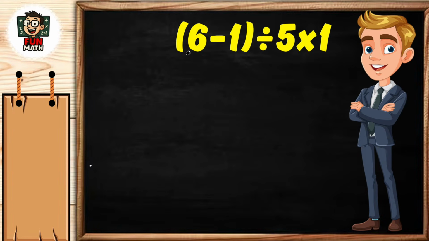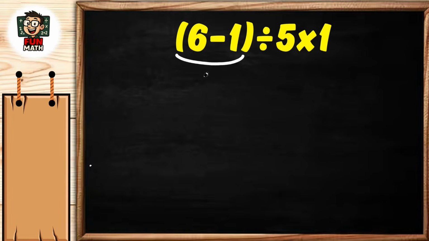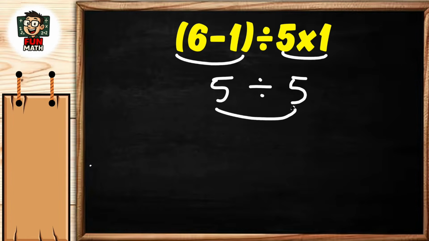Let's look at the solution. 6 minus 1 equals 5. 5 times 1 equals 5. Let's divide last. 5 divided by 5 equals 1. If you solve the question this way, you solved it incorrectly.